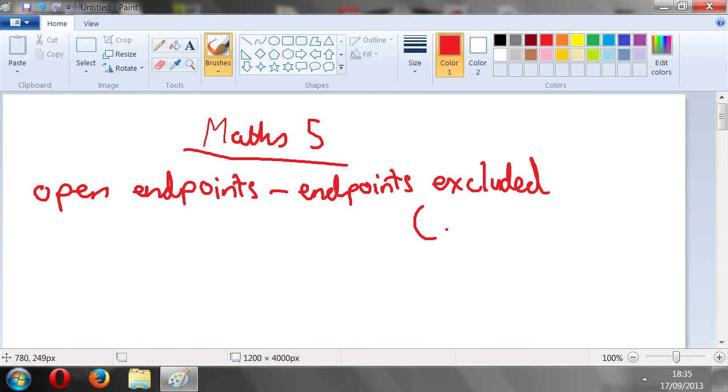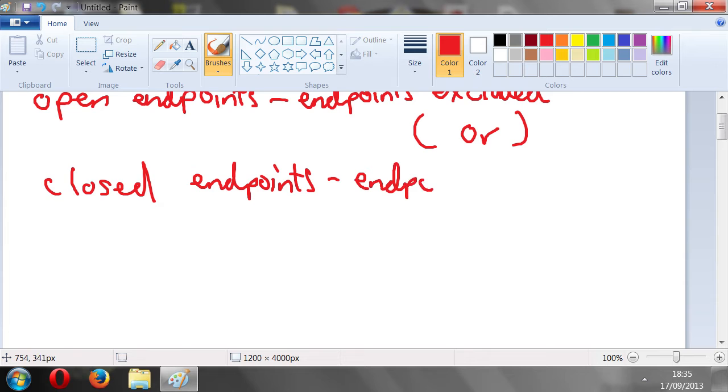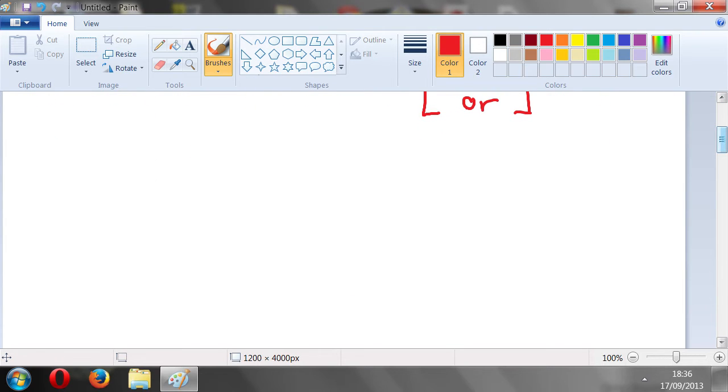And that basically is going to use parentheses to indicate that. And closed endpoints are endpoints included, and that notation is square brackets. Okay, so there's basically two types of interval that we can have. We can have bounded and unbounded. So let's do bounded first. So bounded intervals.